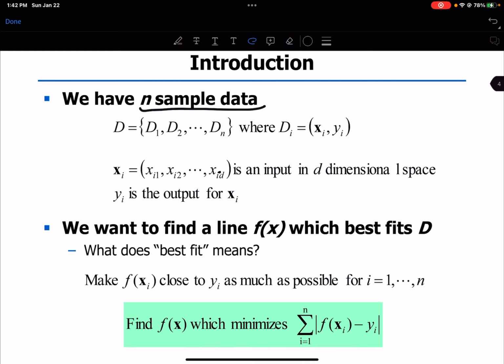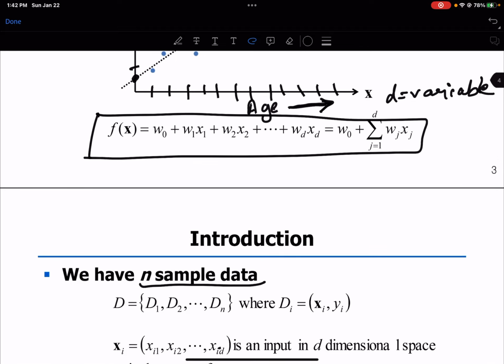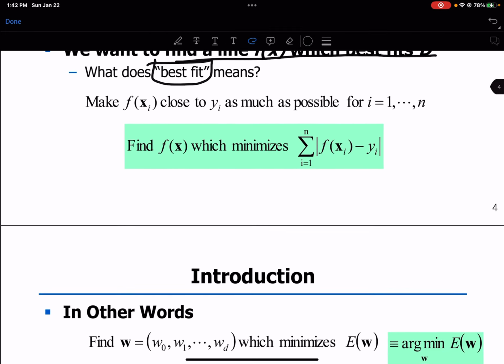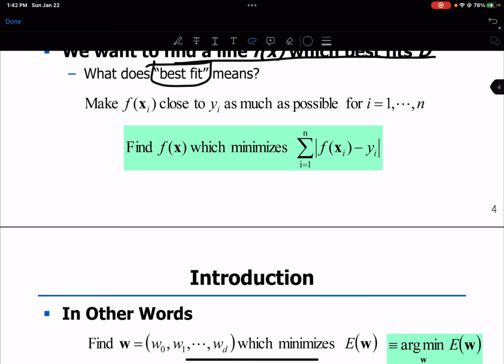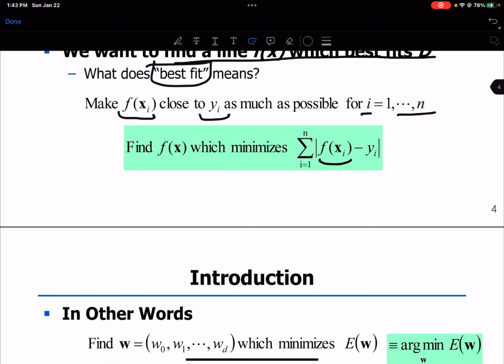So now what we want to do is find a line that best fits the data. We call this best fit. So what is best fit? Which line would best fit this data? How do we know this line is the best fit for these blue data points? One way of doing that is to minimize the error. We make f of xi as close as possible to yi for all the data points, starting from 1 to n. We minimize this error or loss, the absolute value of the difference between what we have calculated, f of xi, and the original yi.